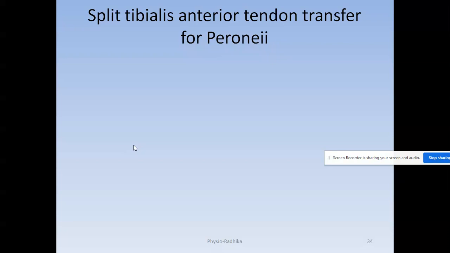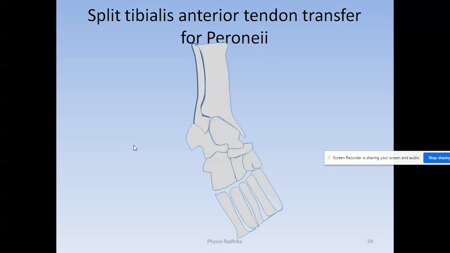First one, split tibialis anterior tendon transfer for peroneal. We all know that this is the foot diagram, and the action of tibialis anterior is to do dorsiflexion and inversion according to its attachment.